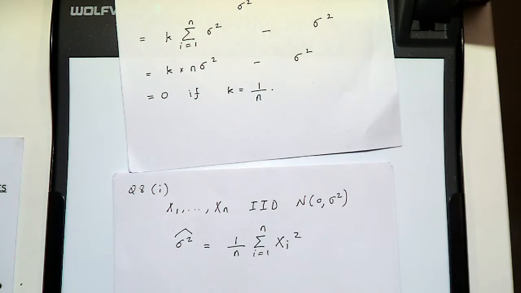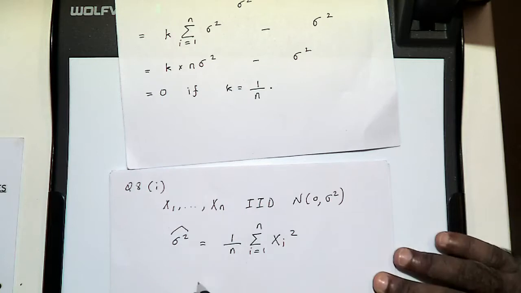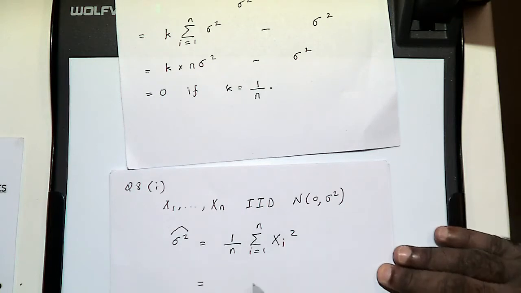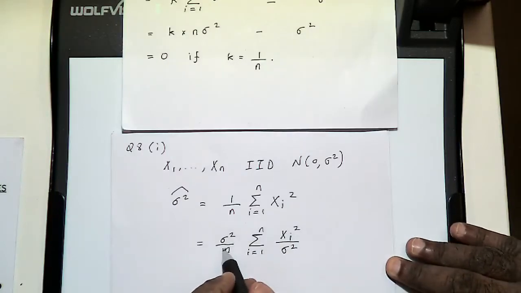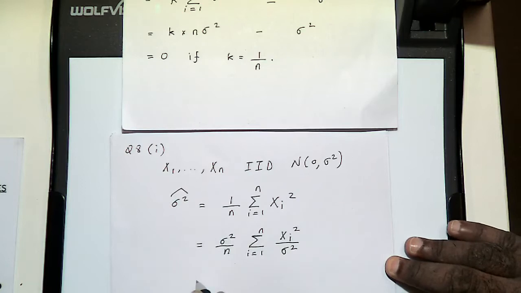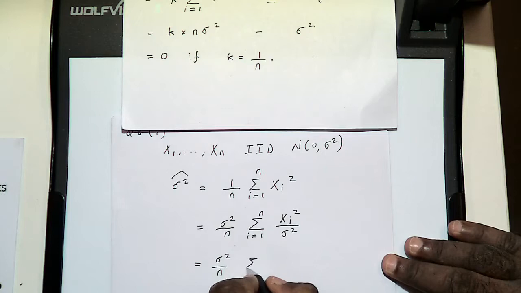Now, in order to answer this question, before I answer the question, it's something that we talked about in the class. You should remember. What I'm going to do is multiply by sigma squared, which is the population variance, and divide by sigma squared. And you will see why I'm doing this in a sec.